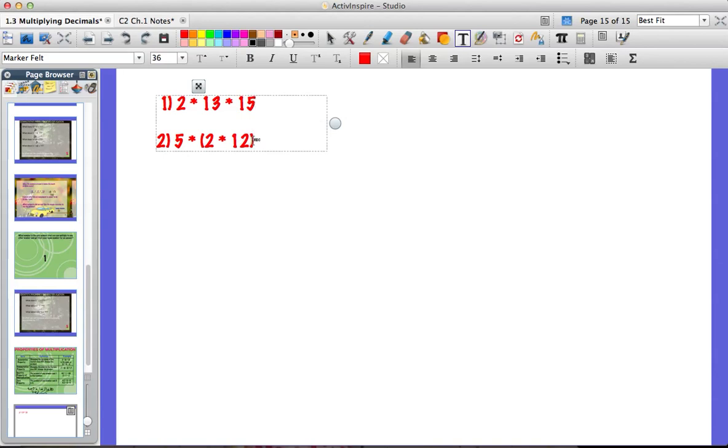Right, so I want you to show me how you will rearrange these numbers to make them easier to do in your head. And then the last problem I would like you to do is to multiply these decimals together.